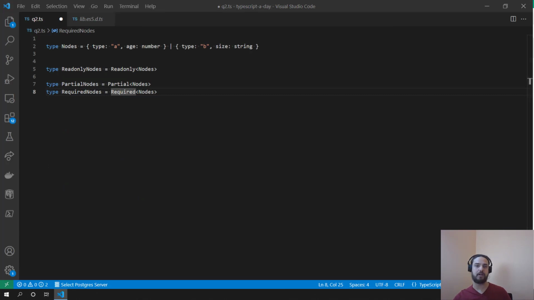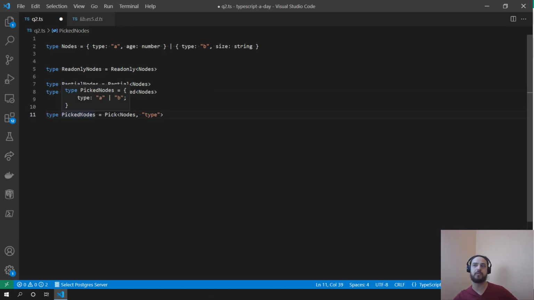Some mapped types that aren't distributive are, for example, Pick. If we look at Pick of Nodes, we see that we get a single object type. That type has indeed type A or B, but that comes because if we were to index into Nodes with type, we would actually get the union. But we notice that we don't get as a result a union that contains two object types. We get just a single object type. So again, distribution didn't happen in this case.